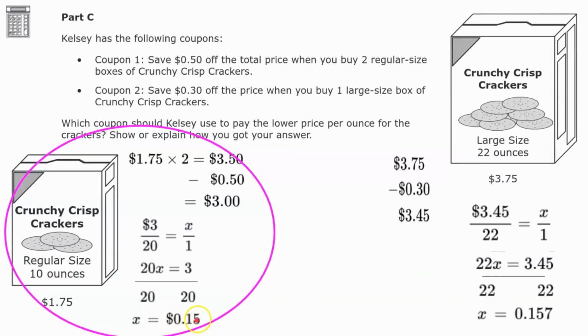So 0.115 is just a little bit smaller than 0.157. So it is a better deal to buy 2 boxes of regular sized. Noting we're going to get 2 less ounces, but they asked us what the lowest price is. So this is the lowest price per ounce.